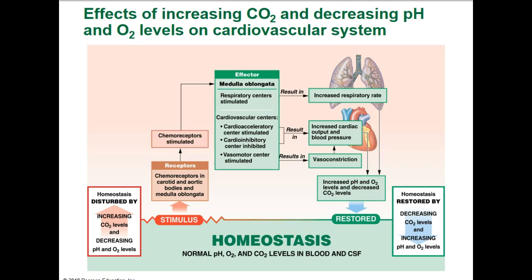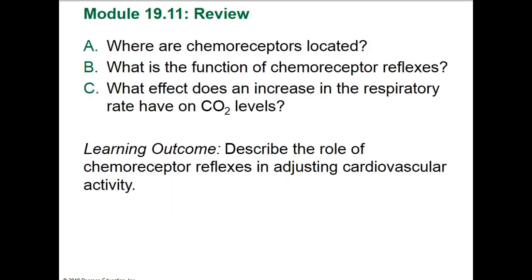So as a result of the respiratory centers getting stimulated, you're going to get increased respiratory rate. So quicker breaths, but not deep breaths, okay? And as a result of the cardiovascular centers responding, you're going to get increased cardiac output and blood pressure. At the same time, you're getting vasoconstriction. That's going to give you increased cardiac output and blood pressure. And eventually, you're going to get increased pH because you're actually getting rid of a lot more CO2 when you breathe quickly, hyperventilation, and increased oxygen levels and decreased CO2 levels. And that restores everything back to where it's supposed to be.